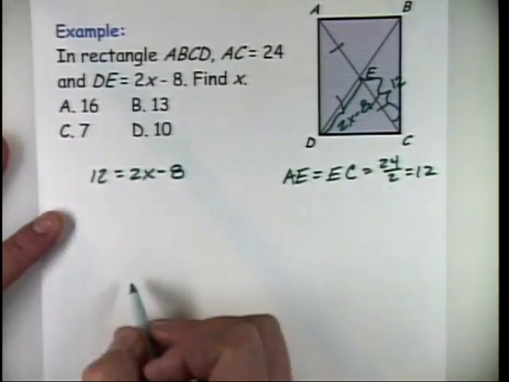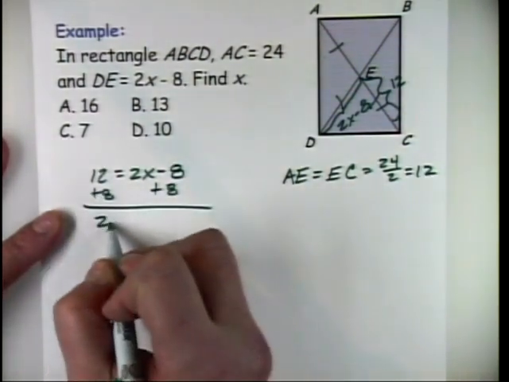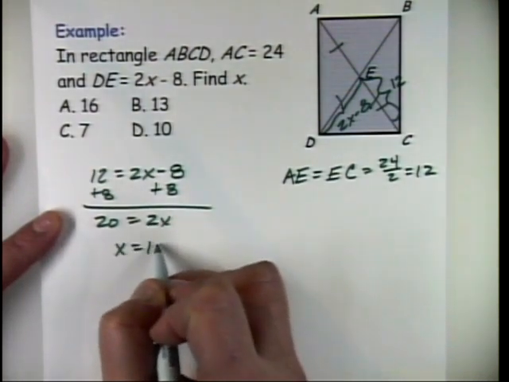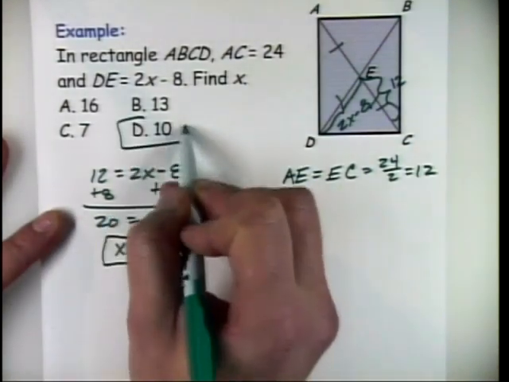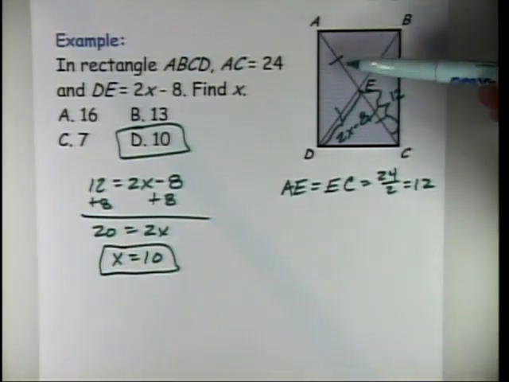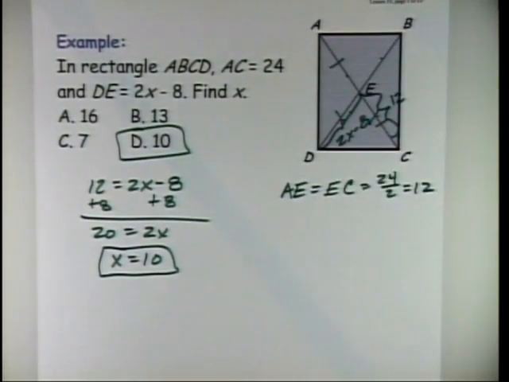And I'll collect the 8 on the left side by adding 8 to both sides. And I get 20 equals 2x. And dividing both sides by 2, I get x equals 10. And that's the answer. It's right there. It's choice D. Okay? So again, in a rectangle, we know that all the half of the diagonal segments are congruent to each other. Another example.